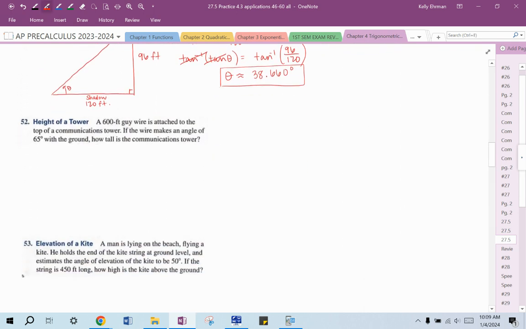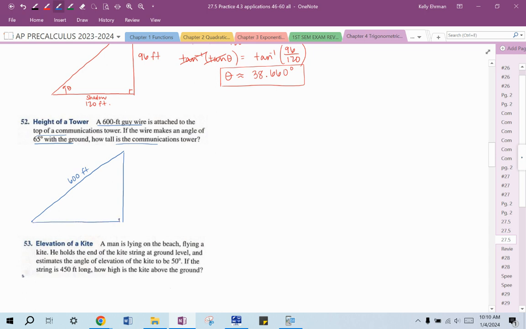For 52, a 600-foot guy wire is attached to the top of the communications tower. A guy wire is the wire that you see connects the ground to the top of something. Like I feel like we see them a lot with maybe utility poles and things. If the wire makes an angle of 65 degrees with the ground, how tall is the tower? So we have this tower. We don't know how tall it is. We have a guy wire connected to the ground that goes up to the top of the tower. That thing is 600 feet.